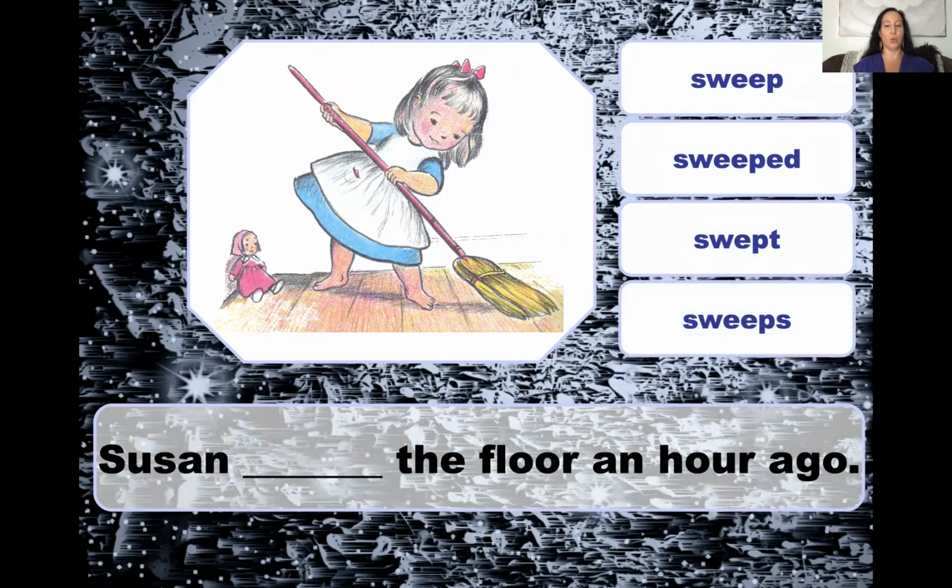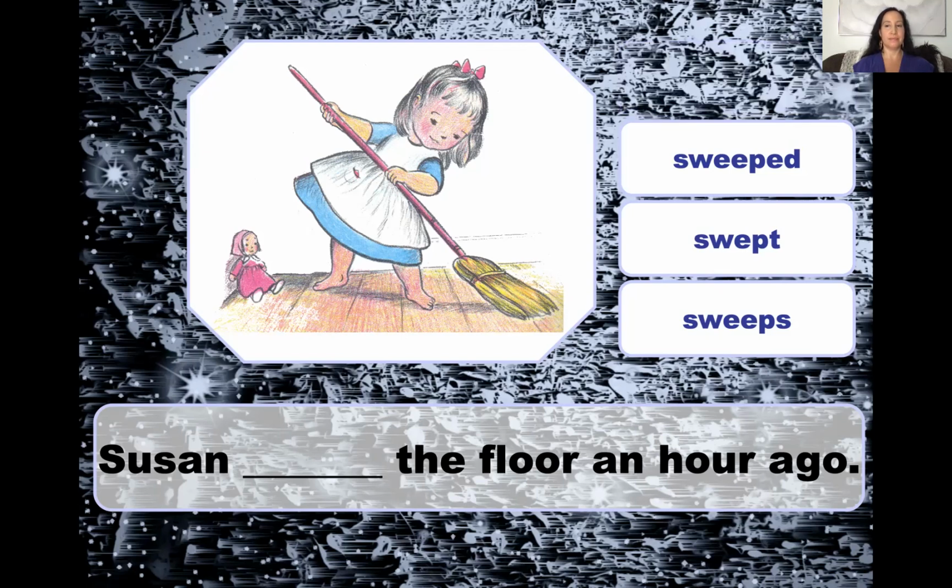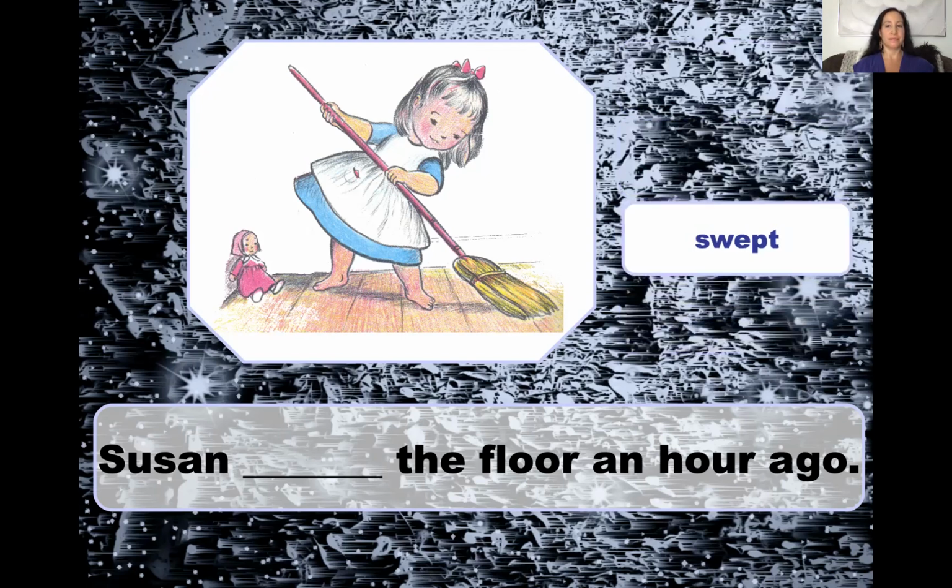Susan blanked the floor an hour ago. The clue words are an hour ago. Susan swept the floor an hour ago. Did you get it? Congratulations if you did. And if you didn't, don't worry. Just pause and rewind back to the review section and maybe take a picture of that. This way it could help you answer some of these questions. Just do these a little bit more and you will get them, I promise.